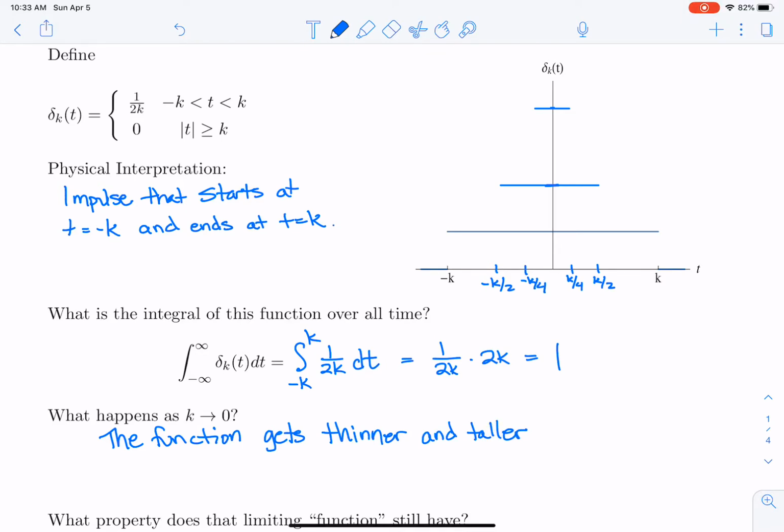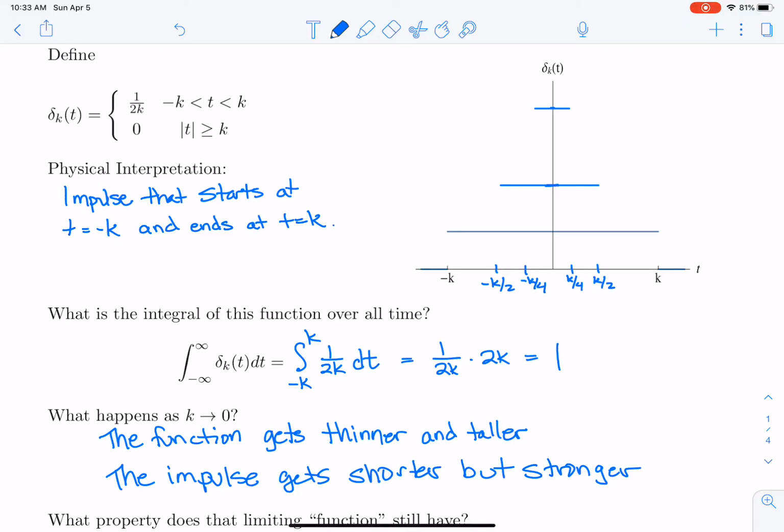And what about the physical interpretation here? Well, the impulse in this case, it's going to get shorter, but the magnitude of that function is getting larger, it's increasing, so it's going to get shorter but stronger. So we can think about it as having a stronger impulse, but for a shorter amount of time.